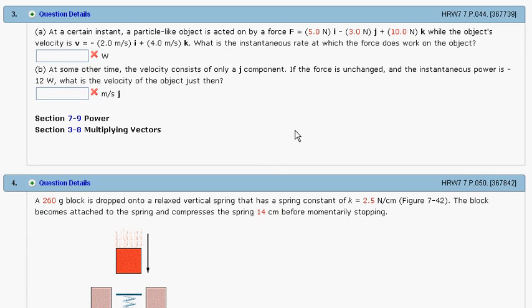Okay, number 3. At a certain instance, we have a particle-like object, and I don't know what the difference is between a particle-like object and a particle, but whatever. This particle-like object is acted on by a force given in vector form, while the object's velocity is also given in vector form. What is the instantaneous rate at which the force does work on the object?